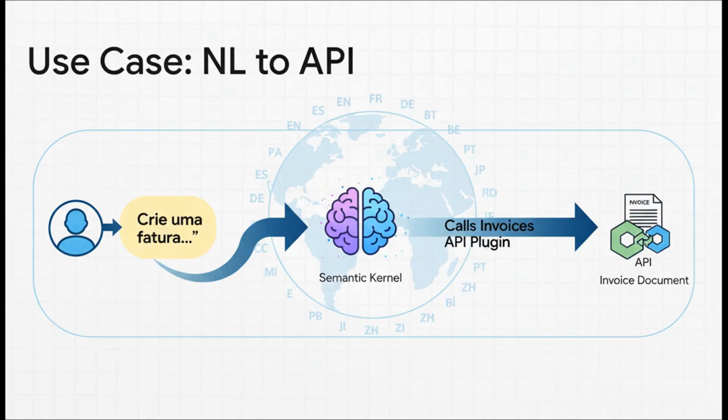And check this out, it works in any language. A user types a request in Portuguese to create an invoice. The LLM gets the intent and calls the right API. Just like that, you have out-of-the-box multilingual support. That saves an unbelievable amount of development time.